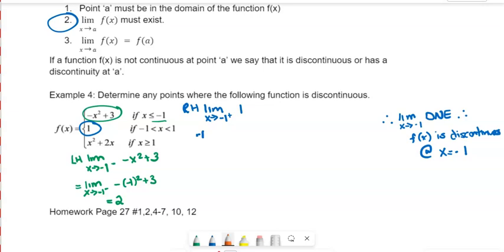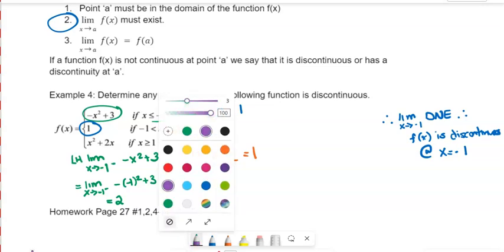Okay, my next option might be at 1. So I'm going to start with the left-hand limit as x approaches 1 from the left. Well, this again already has a set value, so it has to be 1. So the value of this function is 1.